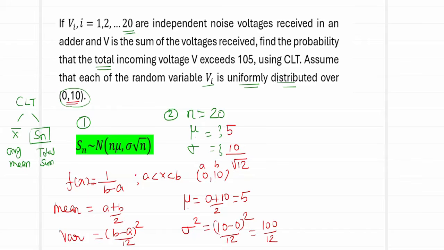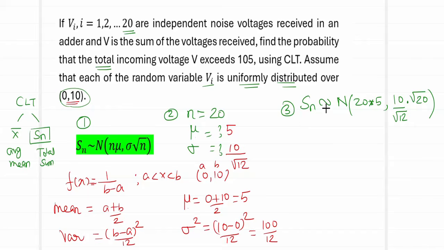Now moving on to the third step. What is our third step? Fix the data available in step number 2 into the formula available in step number 1. So we know that Sn follows normal distribution with n mu. So it is 20 into 5. So this is my n mu, comma, what is my sigma? Sigma is 10 divided by square root of 12, into root over n. What is root over n? It is root over 20.